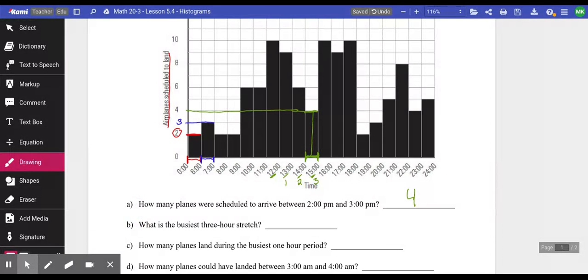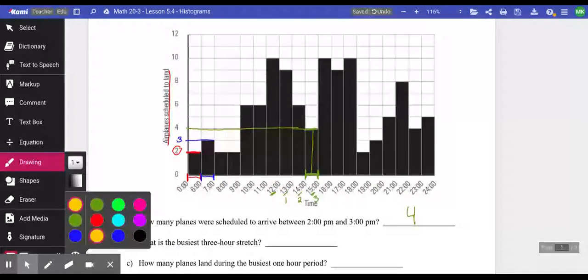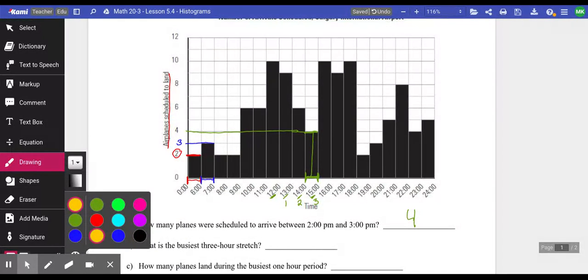Question number 2. What is the busiest 3-hour stretch? Well, if we're looking at the busiest 3-hour stretch, you're looking for 3 bars that are the biggest, or 3 bars that are the highest. I would say from here, 1 hour, 2 hours, 3 hours. This would be our biggest 3-hour stretch, from 3 o'clock to 6 o'clock. Awesome.